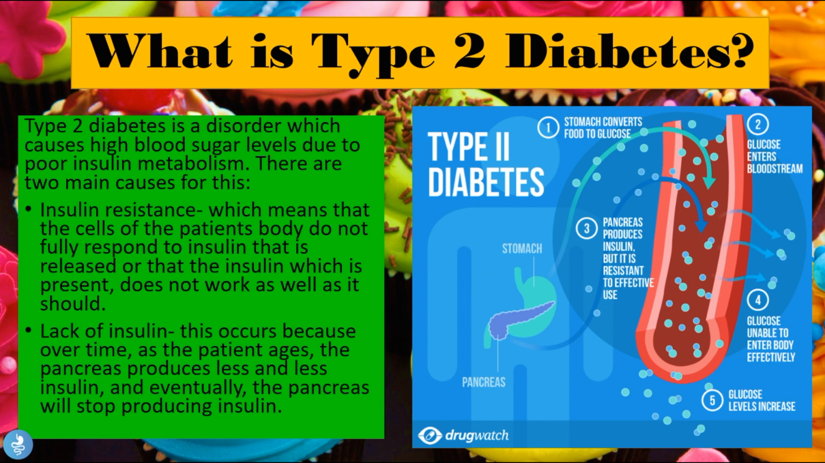So if we take a closer look at this image on my right, it tells us the steps involved in type 2 diabetes. So we have the stomach, which converts the food to glucose. After a meal, all the food we ingest is turned into glucose, which is the main fuel product that drives our body and all its functions. The glucose then enters the bloodstream, and after this, the pancreas will produce insulin, but because in type 2 diabetes the body is resistant to its effective use, the glucose will be unable to enter the body effectively, and in time, the glucose levels will increase.